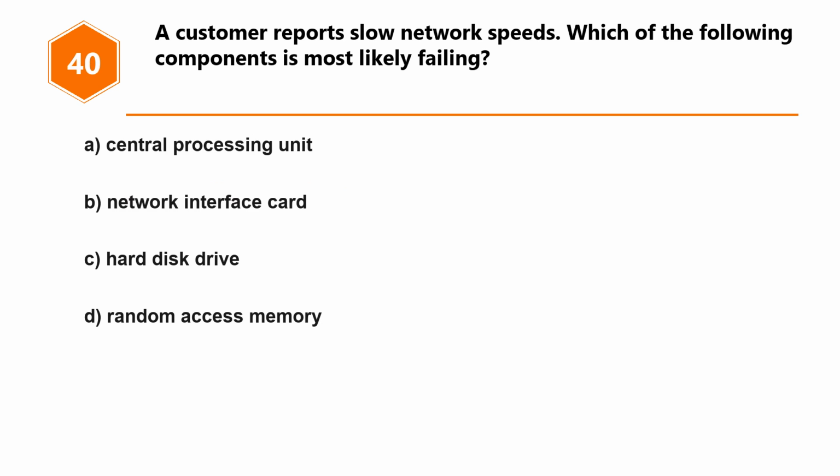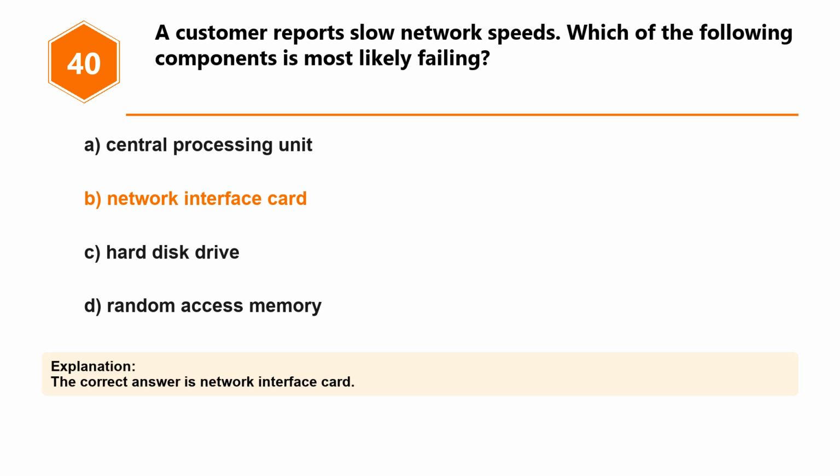Question 40. A customer reports slow network speeds. Which of the following components is most likely failing? Option A. Central processing unit. Option B. Network interface card. Option C. Hard disk drive. Option D. Random access memory. The correct answer is option B. Network interface card.